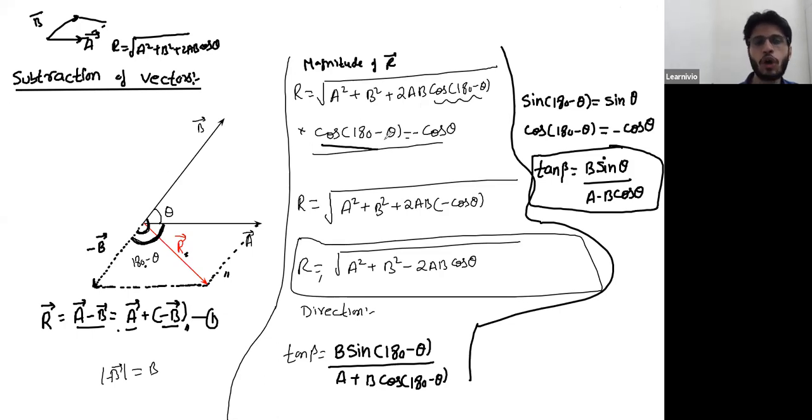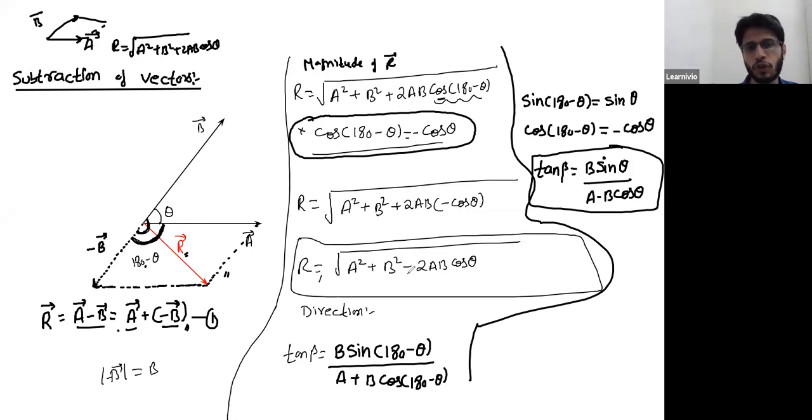I can write this cos 180 minus theta as minus of cos theta. This is an identity that I am using. You have to memorize this identity that cos 180 minus theta is minus cos theta. So instead of cos 180 minus theta, I write minus cos theta. So it comes out to be A square plus B square minus 2AB cos theta.